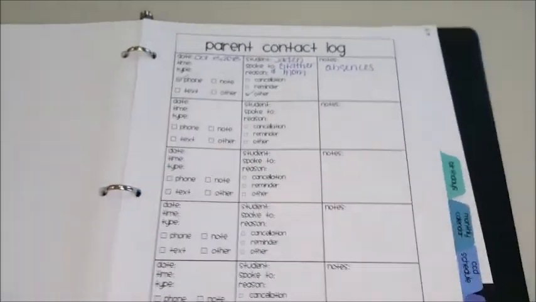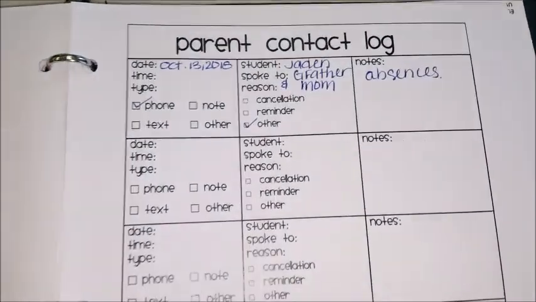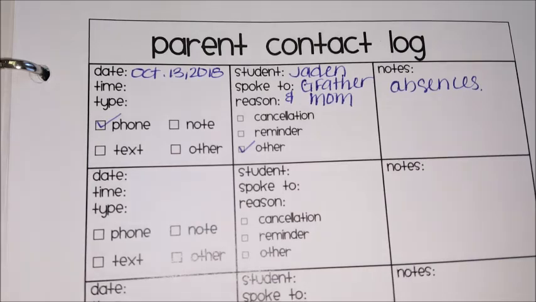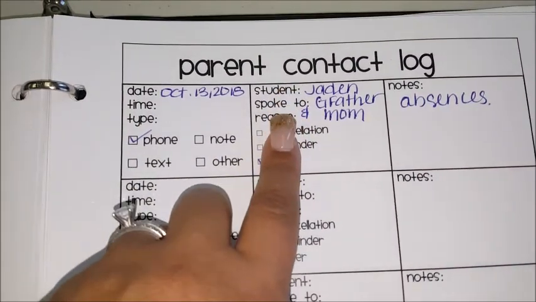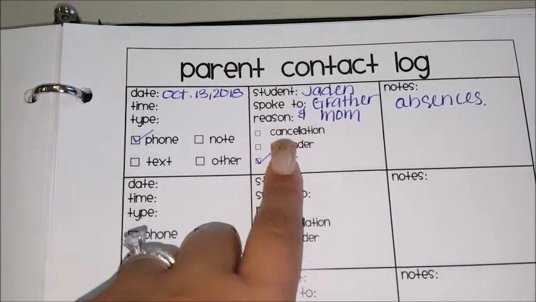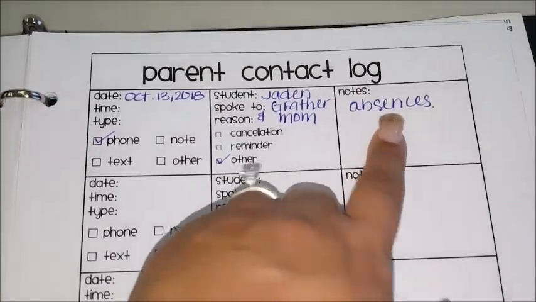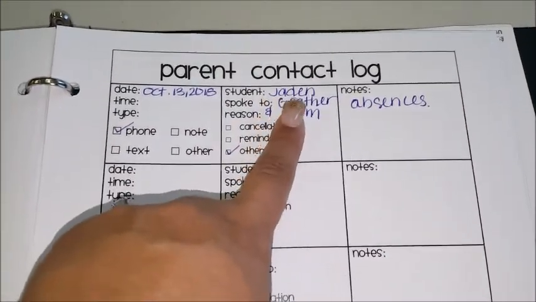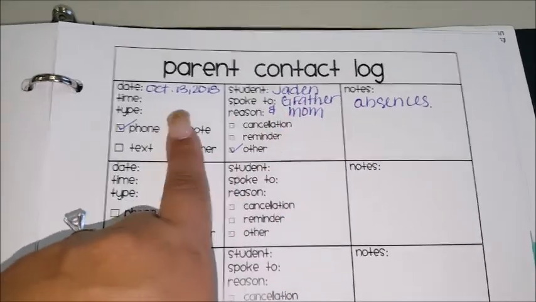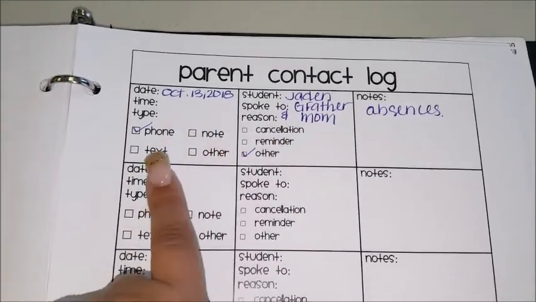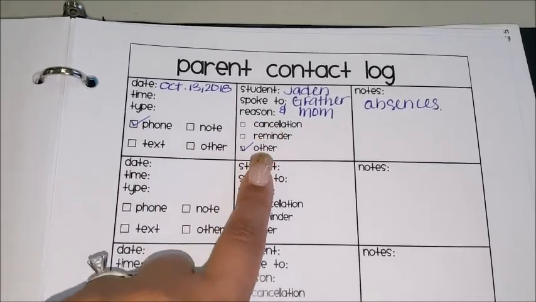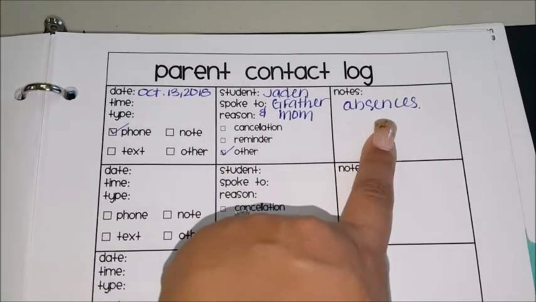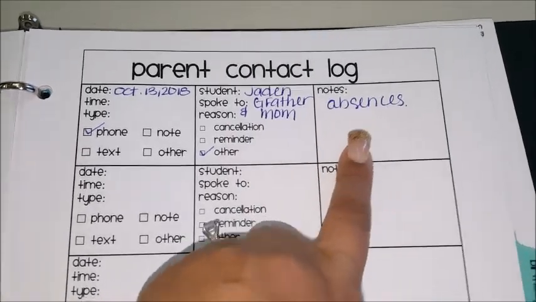Contact log. So this is kind of important, guys, right? So it's, to me, I've made this kind of simple. Date, time, type of contact, who the student is, who you speak to, the reason for the contact, and any notes. So I had called Jaden, well, Jaden's grandfather and mom, on October 13, 2018. I contacted them by phone. The reason was not a cancellation, was not a reminder, it was another reason. And my notes is due to the absences.